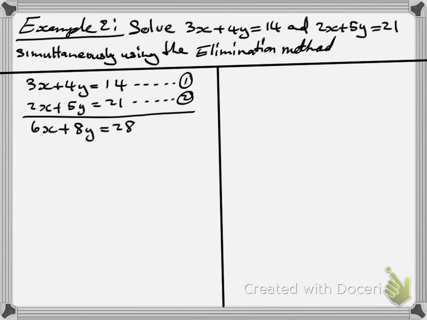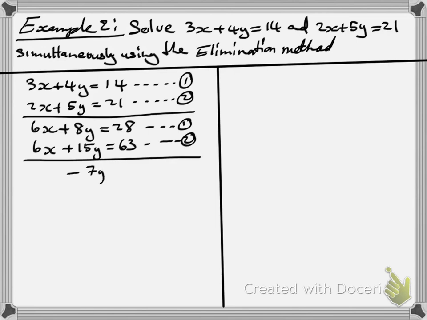So I do that. This gives me, for equation number 1, 2 multiplied by 3x gives you 6x, 2 multiplied by 4y gives you 8y, and 2 multiplied by 14 gives you 28. And then 3 multiplied by 2x gives you 6x, 3 multiplied by 5y gives you 15y, and 3 multiplied by 21 gives you 63. So that is equation 1 and equation 2. Now I subtract equation 2 from equation 1. So 6x minus 6x is a 0, 8y minus 15y is -7y, equal to 28 minus 63, which is negative 35.